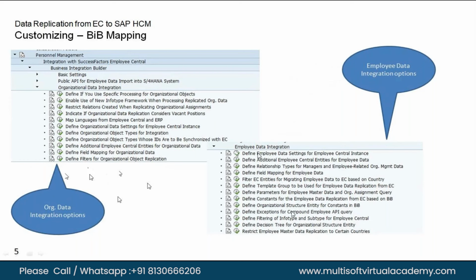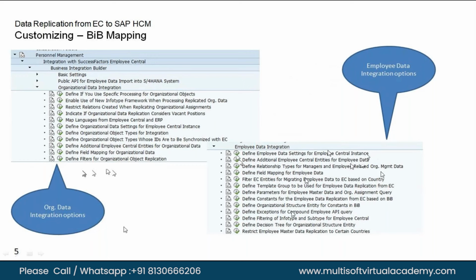So here coming to employee data integration. Here we have define employee data settings for Employee Central instance. In the initial discussion, I told you that we need to create an Employee Central instance. It is like one ID where we will move on to the consequent steps, mapping to the template groups, and under the template groups we have templates. Under the templates we have different mappings, conversion rules, value mappings. So this is the main first step.